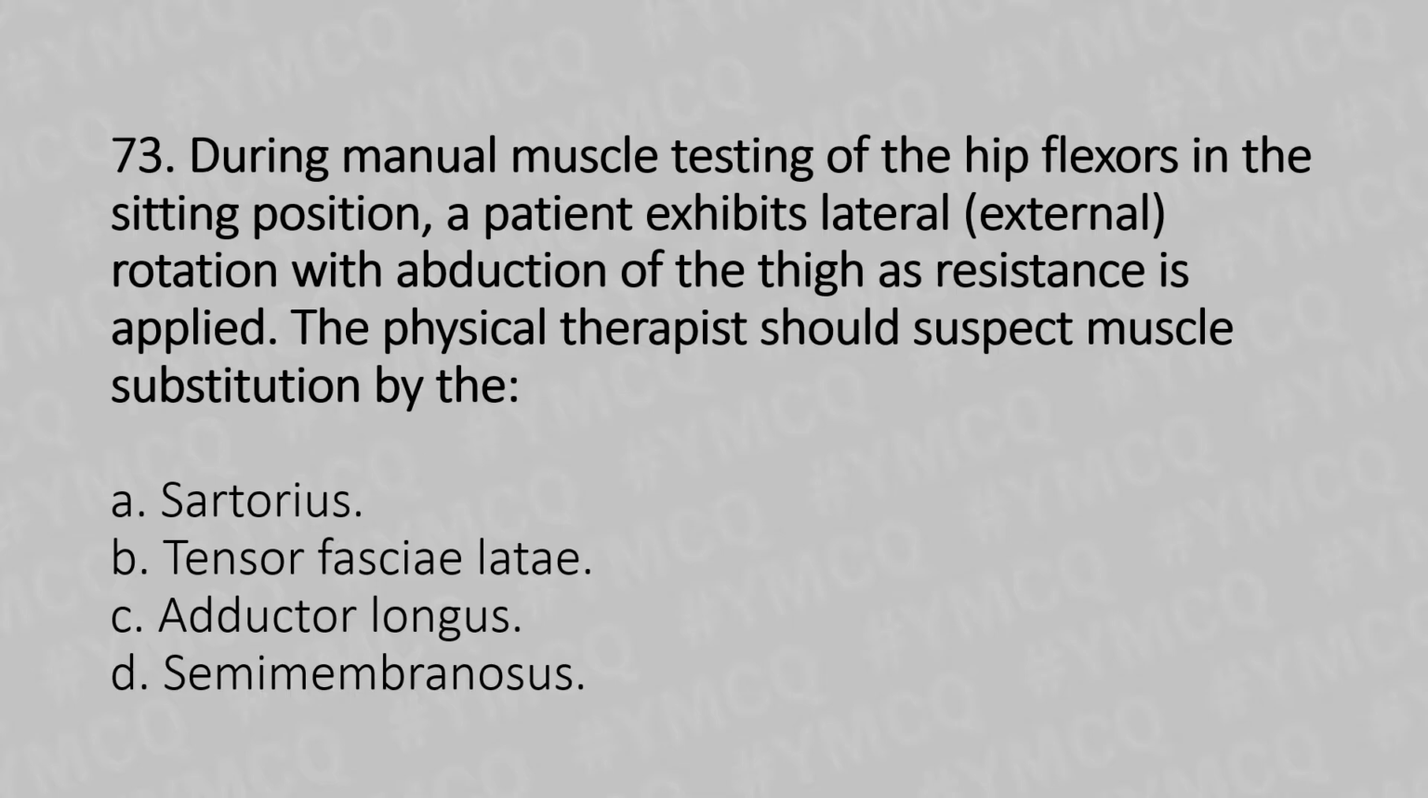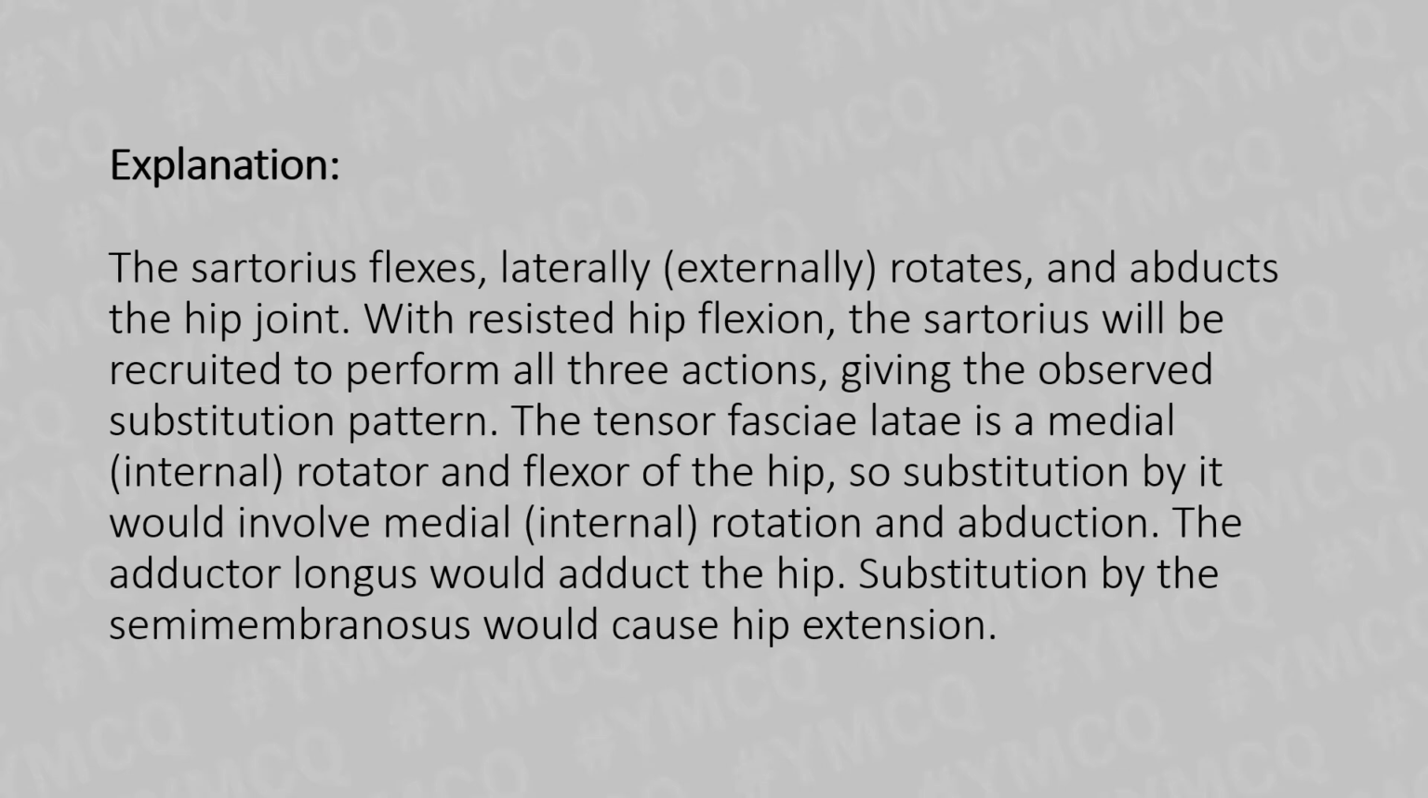And the answer is Option A, sartorius. Explanation to this question is, the sartorius flexes, laterally or externally rotates and abducts the hip joint. With resisted hip flexion, the sartorius will be recruited to perform all three actions, giving the observed substitution pattern. The tensor fascia lata is a medial or internal rotator and flexor of the hip, so substitution by it would involve medial or internal rotation and abduction. The adductor longus would adduct the hip. Substitution by semimembranosus would cause hip extension.